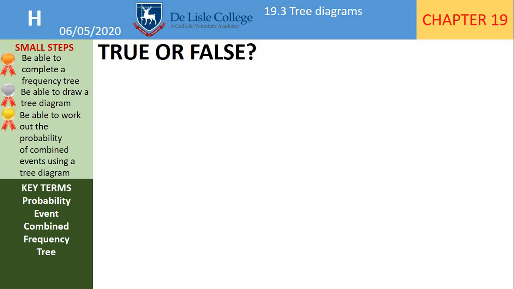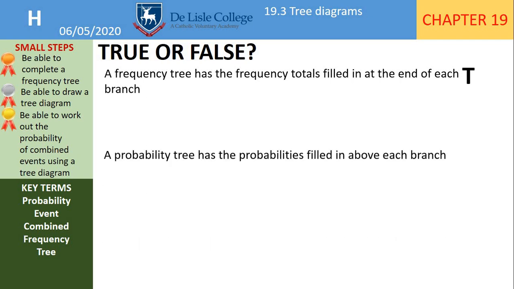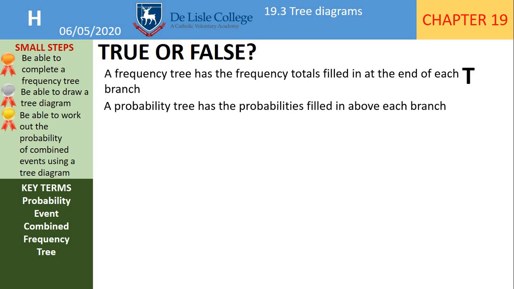Let's have a look at some true or false questions. So a frequency tree has the frequency totals filled in at the end of each branch. Well, yes, remember this is true. A probability tree has the probabilities filled in above each branch. So yes, again, this is true.